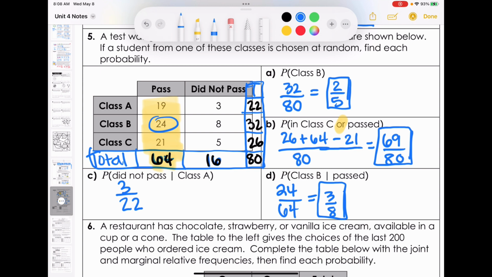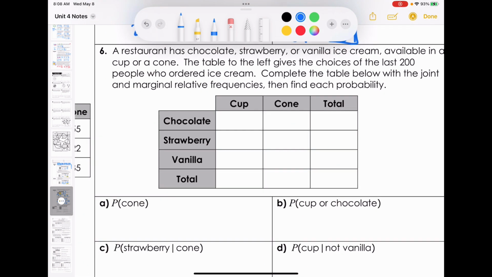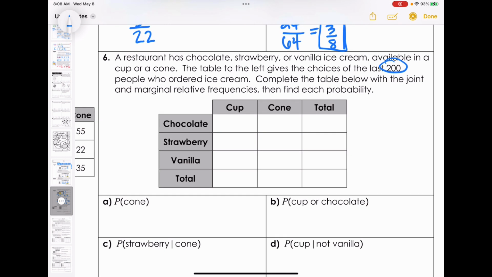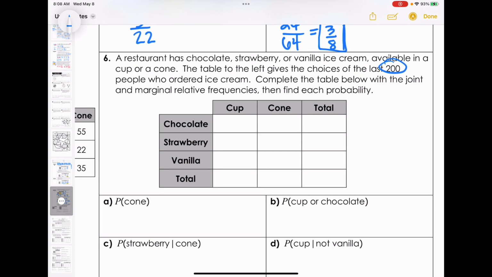All right, number 6. A restaurant has chocolate, strawberry, or vanilla ice cream available in a cup or a cone. The table to the left gives the choices of the last 200 people who ordered. Complete the table below with the joint and marginal relative frequencies.